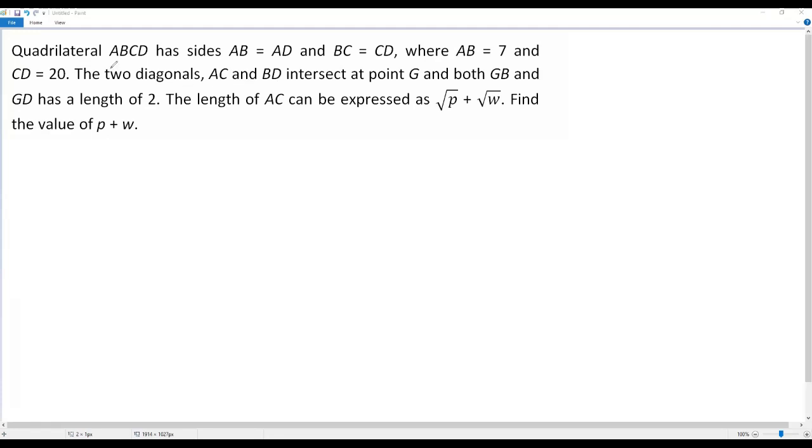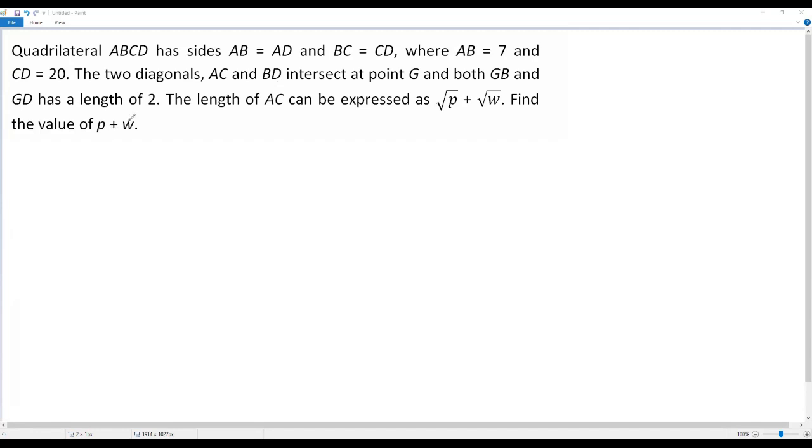Here we have a SAT math problem. Okay, let's go to the question. Quadrilateral ABCD has sides AB equals AD and BC equals CD, where AB equals 7 and CD equals 20. The two diagonals AC and BD intersect at point G, and both GB and GD have a length of 2. The length of AC can be expressed as the square root of P plus the square root of W. Find the value of P plus W.